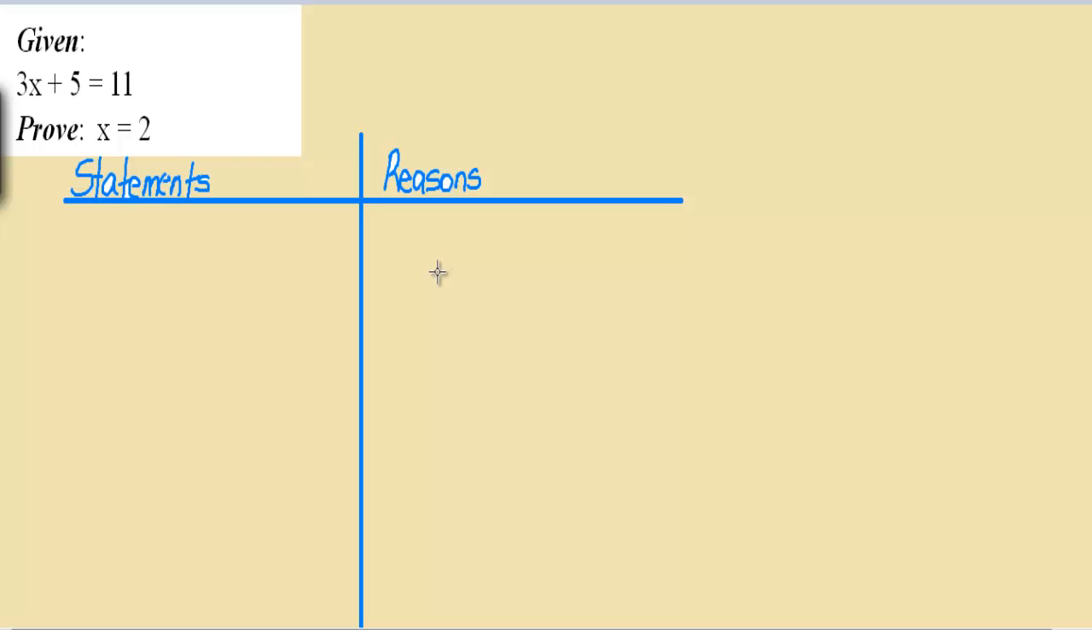Now, what are valid reasons? Valid reasons for this column are definitions, properties of equality, congruence, theorems, postulates. All of those are valid reasons in the reasons column. So every little thing I do in the statements column, I need to validate it over here in the reasons column, okay? So let's look at this. Before we start proving, let's look at what they're asking me to do.